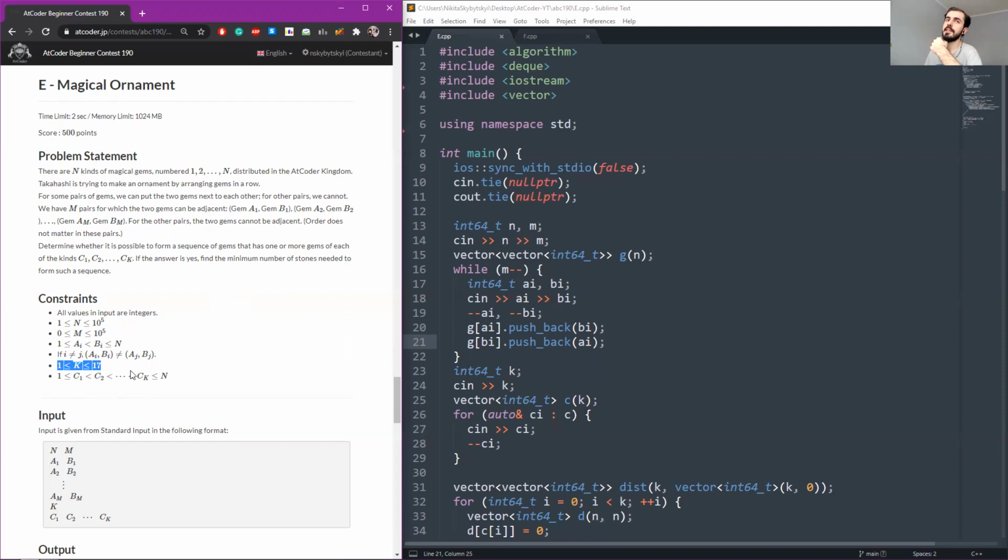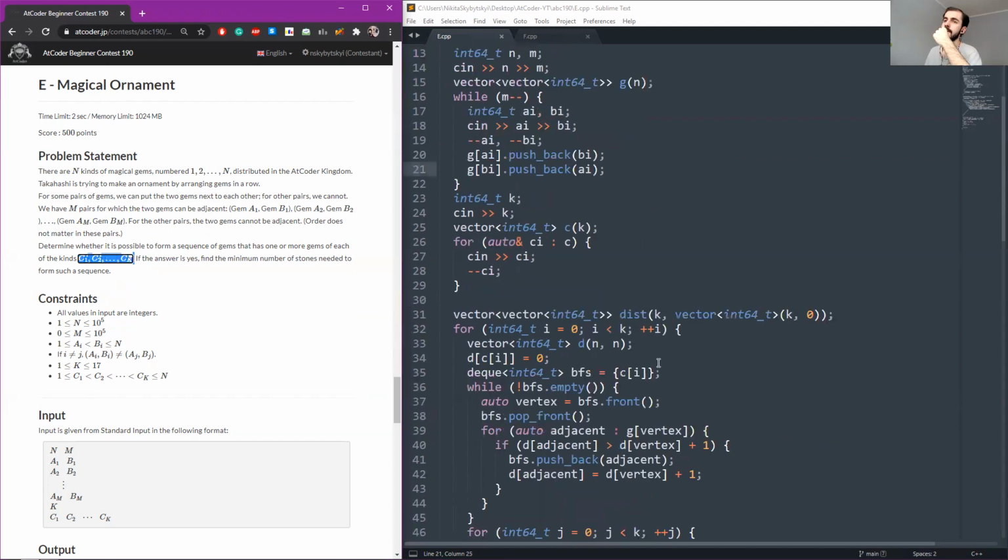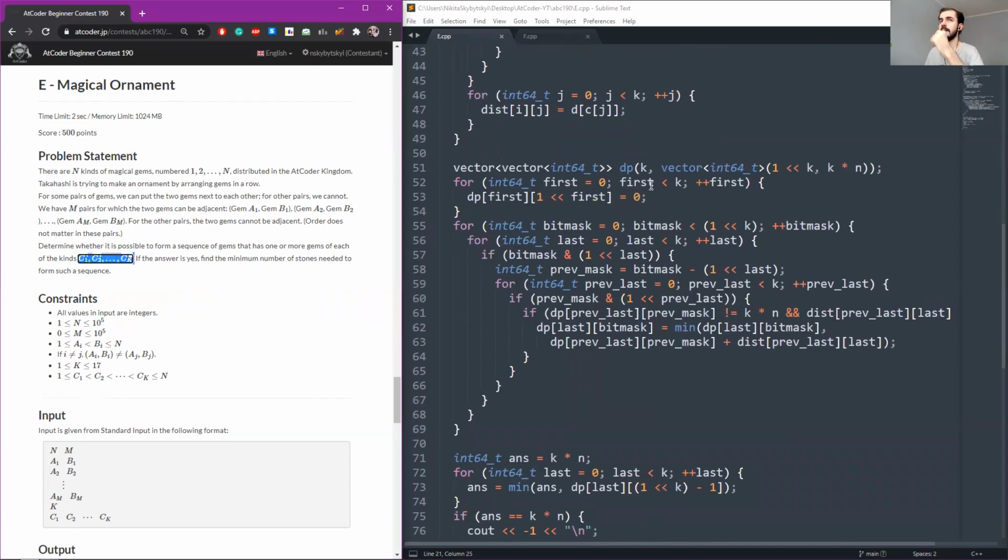And the first thing you realize is this k is small. So if you know the shortest distance to go from Ci to Cj, then you can do a dynamic program over them. Again, the same thing with bitmask. So we'll have a dynamic program with two state variables. I think state is a pair. First is who was the last included gem, and the second is a bitmask denoting what gems we already included. So this will work in 2 to the power of k times k squared. That's okay for k equals 17.